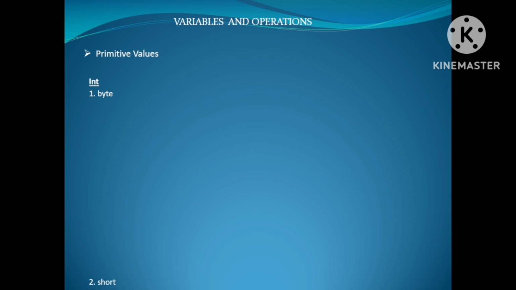The second one is short. Short is an integer type that occupies 2 bytes in memory. It can store from -32,768 to 32,767.